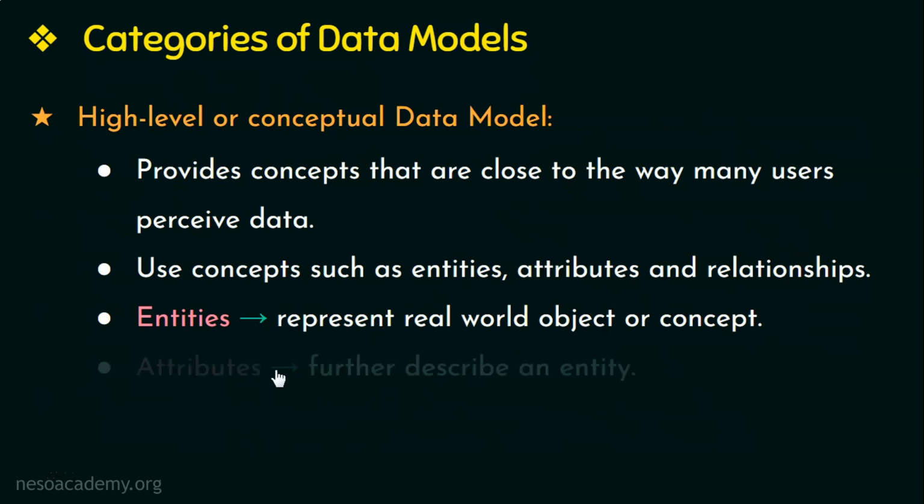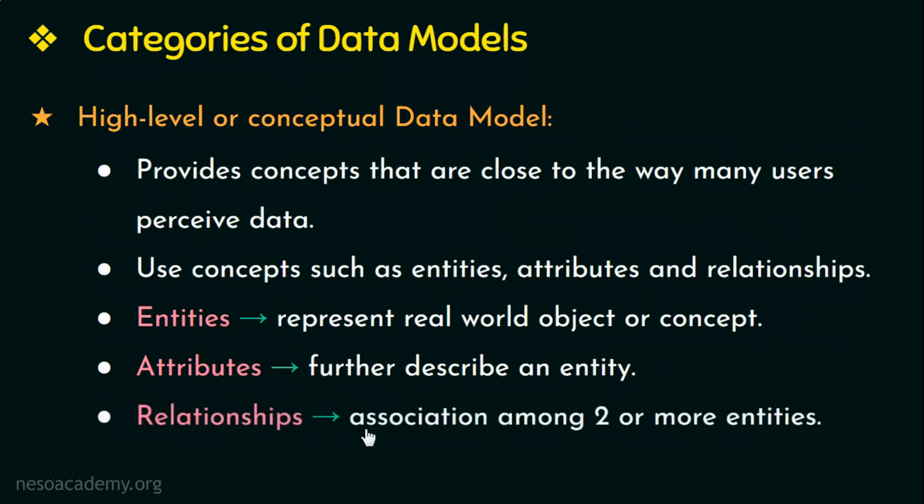Next, attributes further describe an entity, like the student name, roll number, etc. And then we have relationships, which is an association or a link among two or more entities. Like for example, an employee works on many projects, so a relationship exists between the employee and each project. So this is about the first category of data model, the high-level or the conceptual data model.